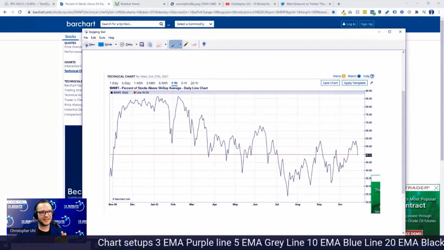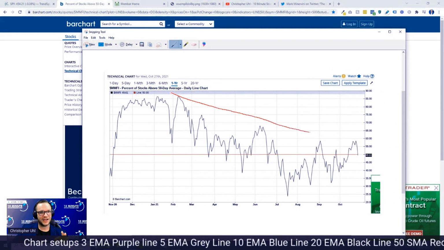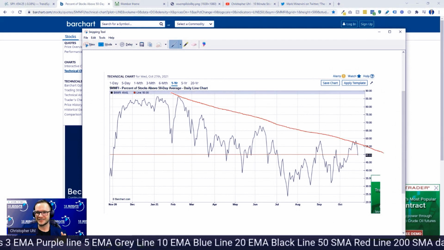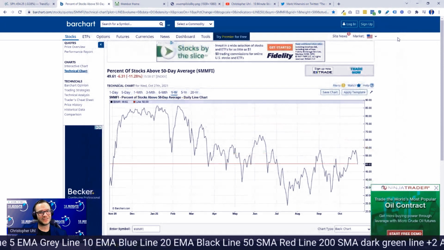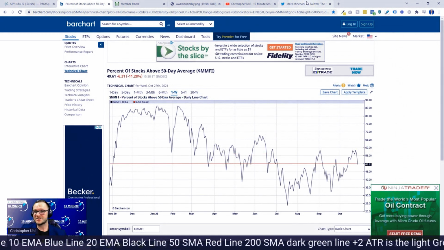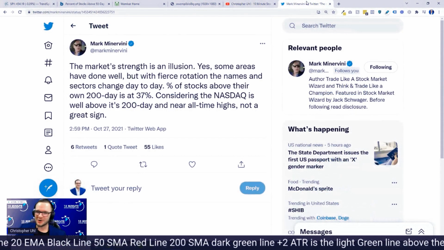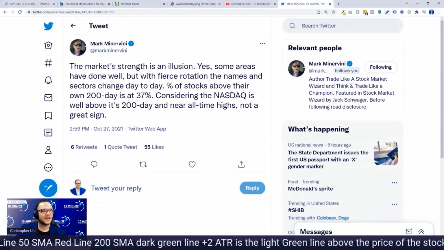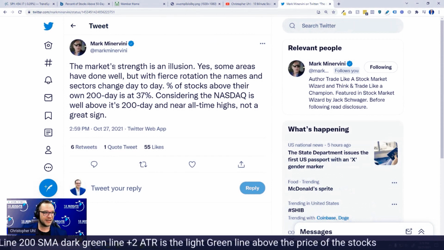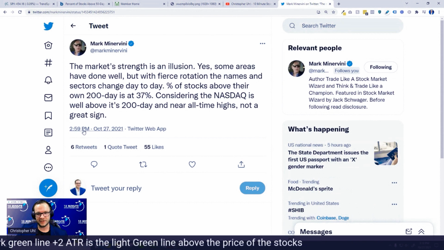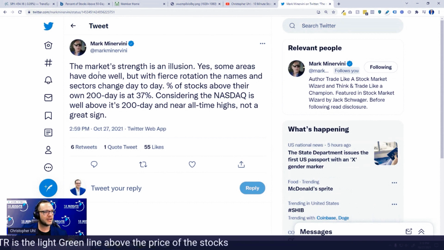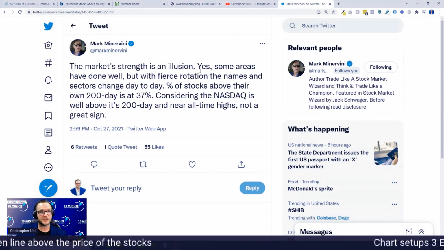When the market is hitting all-time highs and you're having less and less participants come to town, that's a really bearish sign. So much so, in fact, that my friend Mark Minervini, who I spoke about earlier, tweeted this today, like an hour ago, 2:59 p.m. That was 18 minutes ago. The market strength is an illusion.